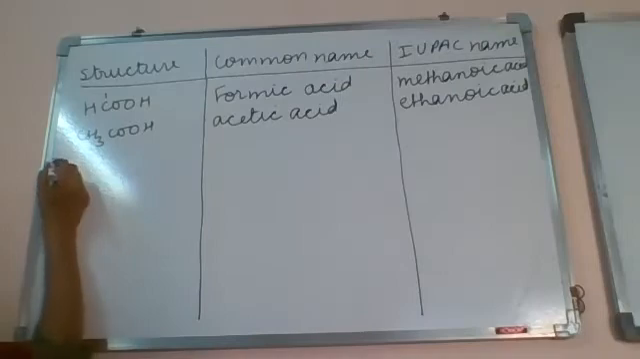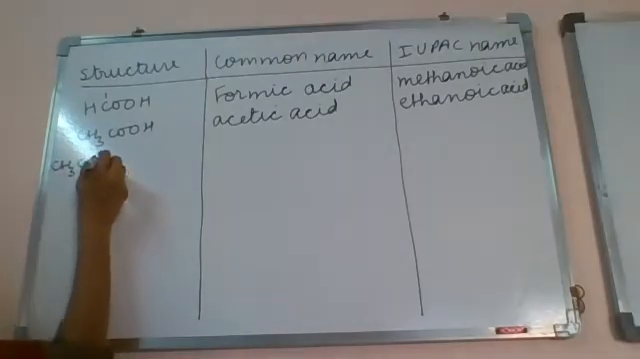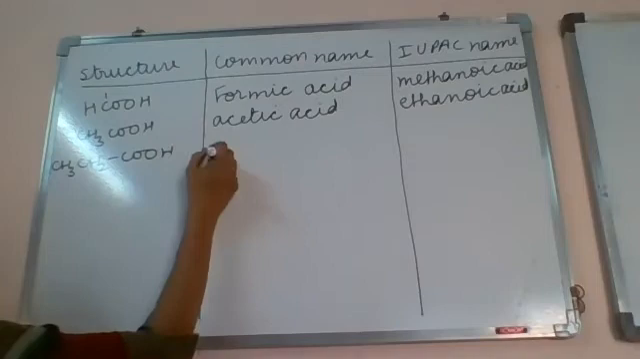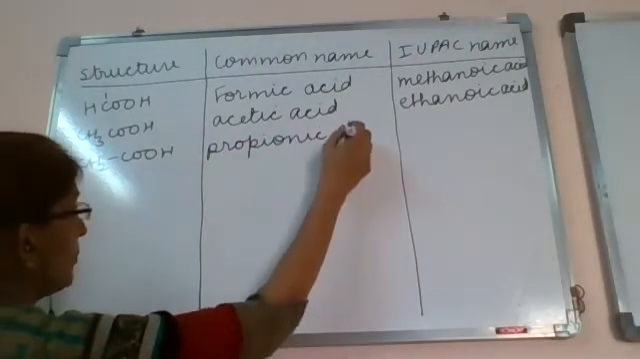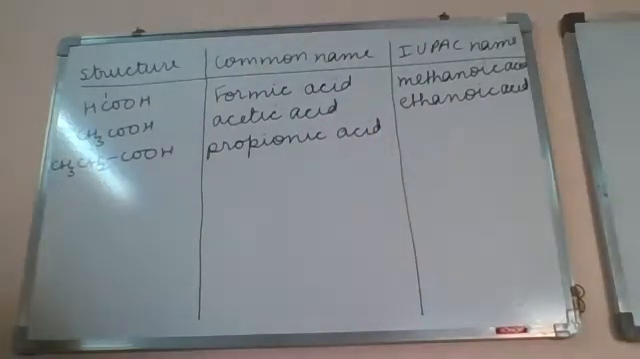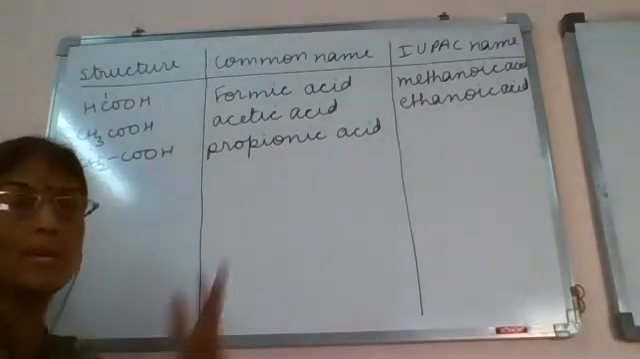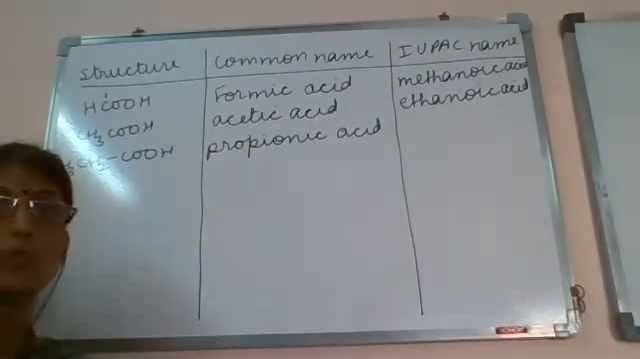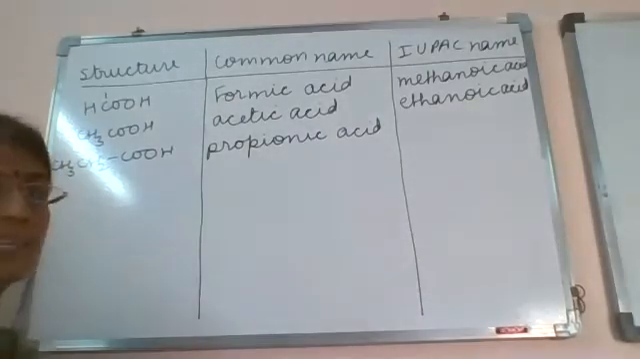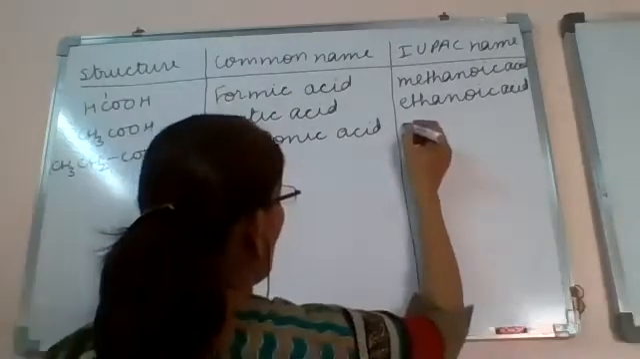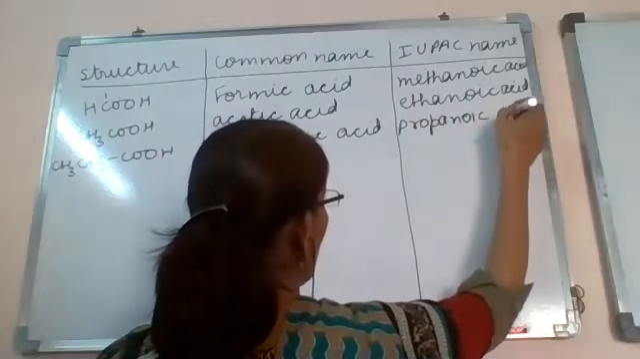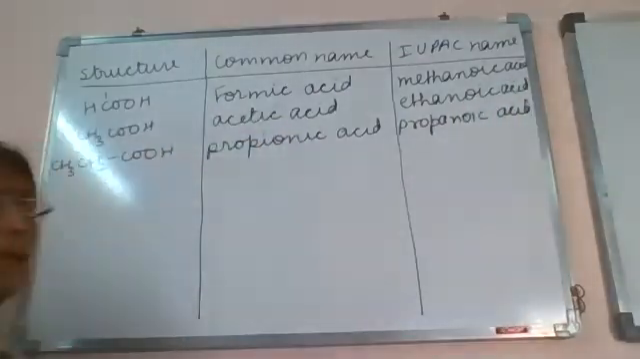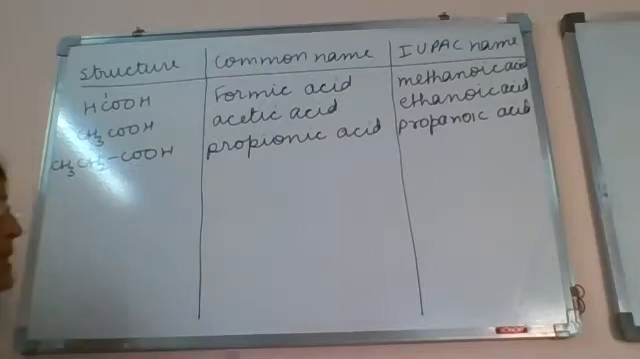Third important example is CH3CH2COOH, 3 carbon atoms. It is called propionic acid. Like we wrote propionaldehyde. So for common name propionic acid, pay attention to the spelling. IUPAC name propanoic acid. Anoic acid is the IUPAC name ending and common name is propionic acid.